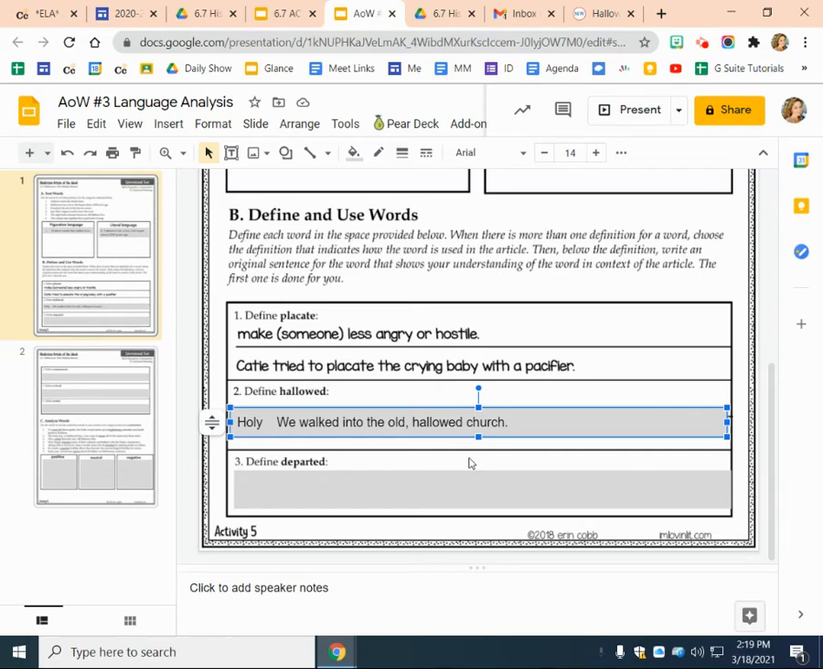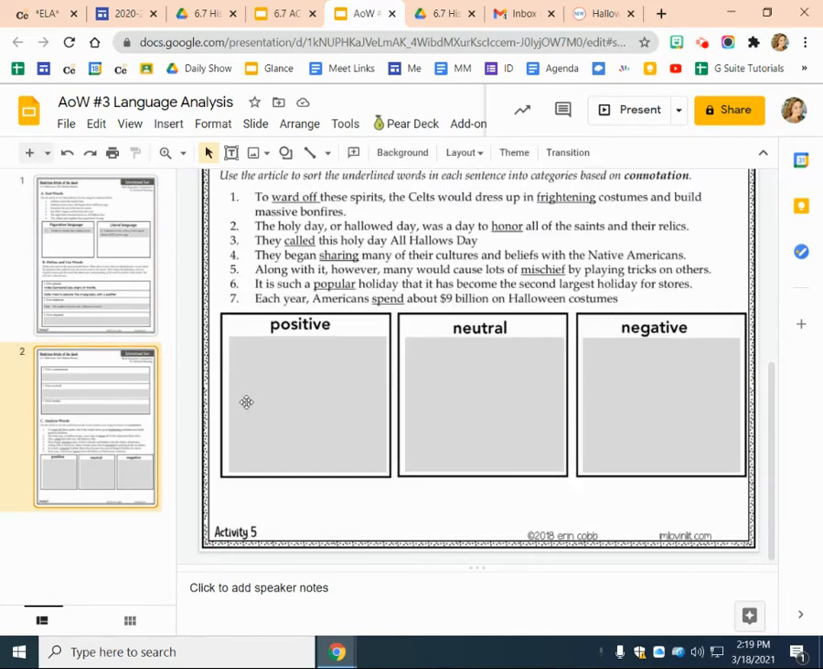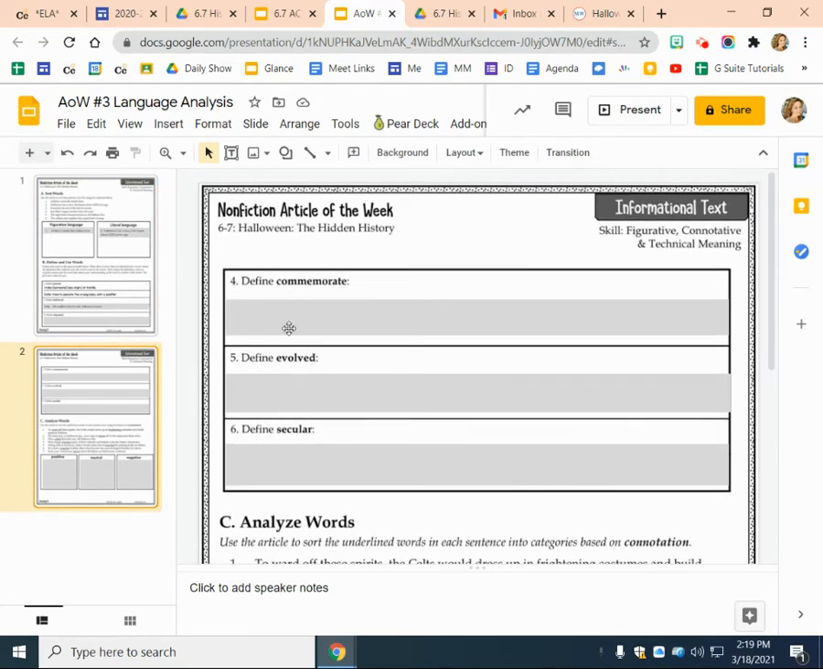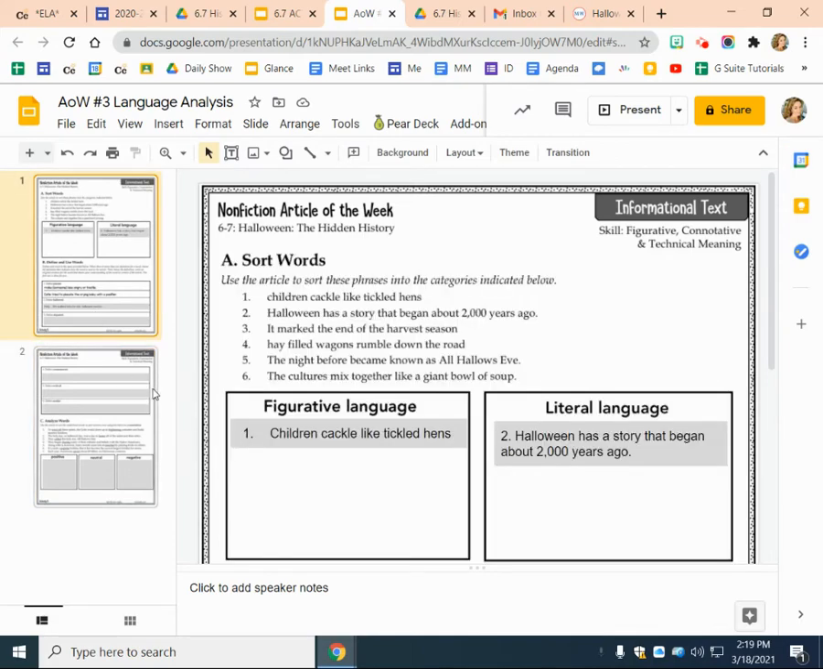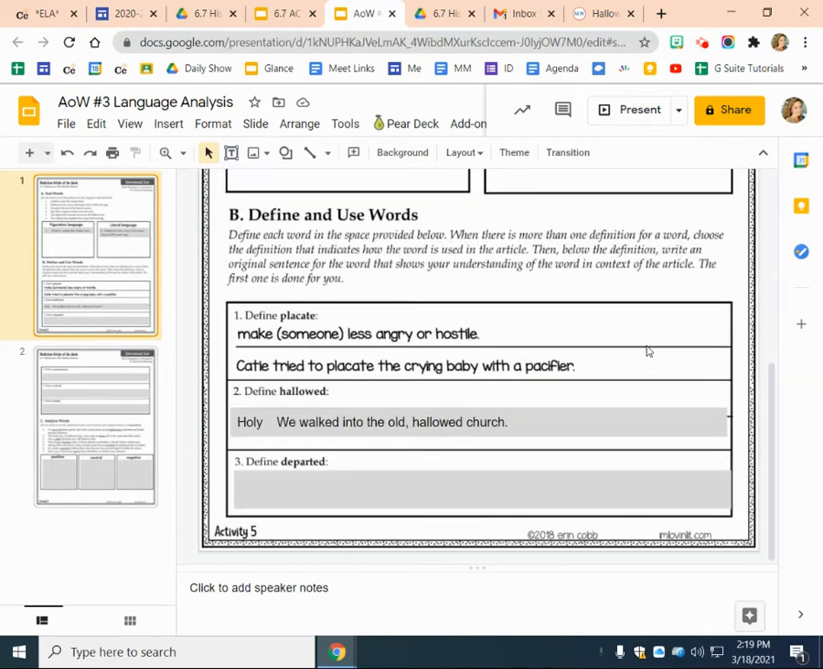So that's what you do for the next three, number 4, 5, and 6. Do the same thing. I want you to define the word, and then use the word in your own original sentence to show that you understand what the word means. Pause the video and complete that now.